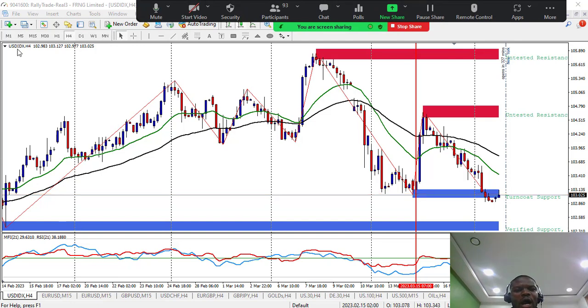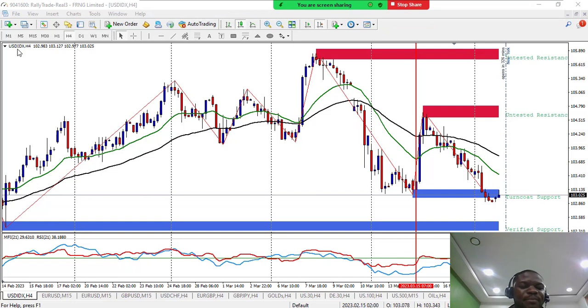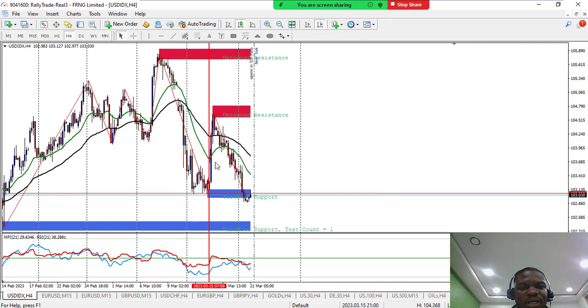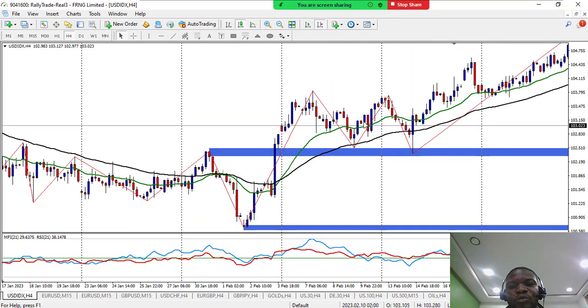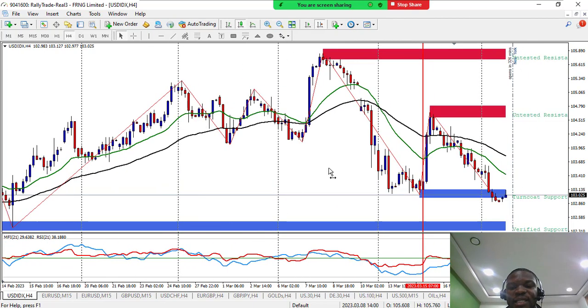All right. So the US index is a basket of all other major currencies compared with the USD. You use this to know whether the US dollar is strong or weak. Now, as we always do, we normally start the analysis from the H4 time frame to see what is happening. So as we can see here, we have a break in the market structure.